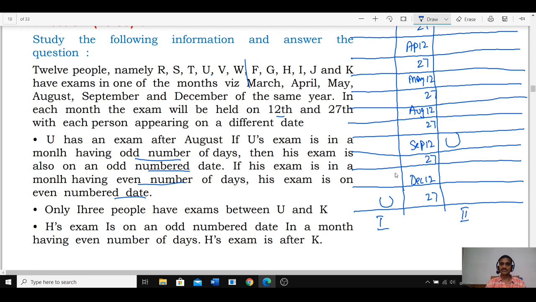Only 3 people have between U and K. 1, 2, 3, K will be here. Here for us 1, 2, 3, K will be here. Only 3 people between U and K.